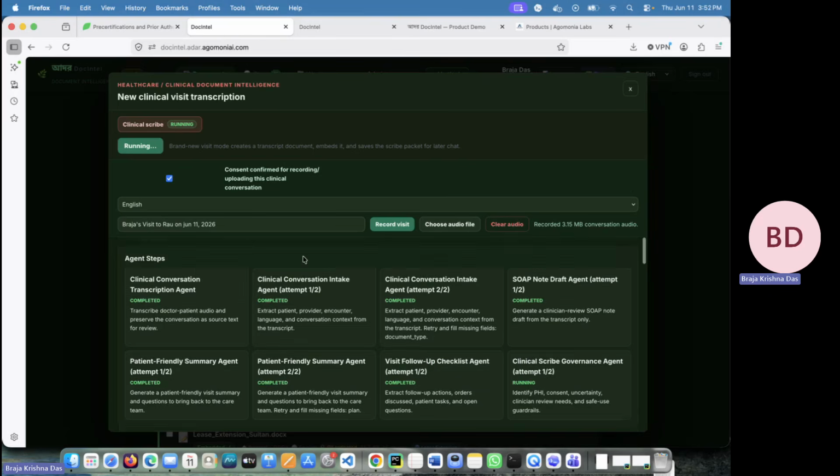So now what you see is, I click the scribe, and after clicking this one, you see that this is completed. This workflow completed. It says the clinical scribe is pending approval. So there is an approval workflow. Let's see what it does.